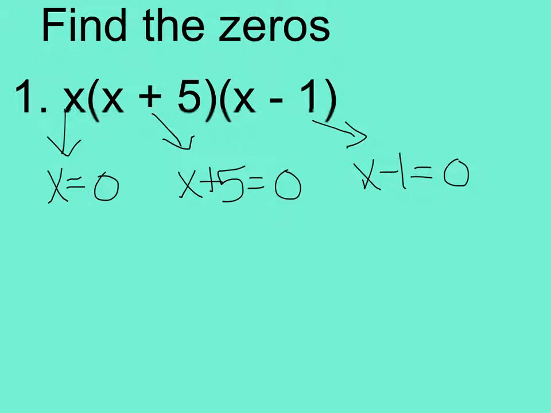Since it's x plus 5, that means we have to subtract 5. So x equals negative 5. Since it's minus 1, we have to add 1. So x equals a positive 1. So there are your three answers for number 1.